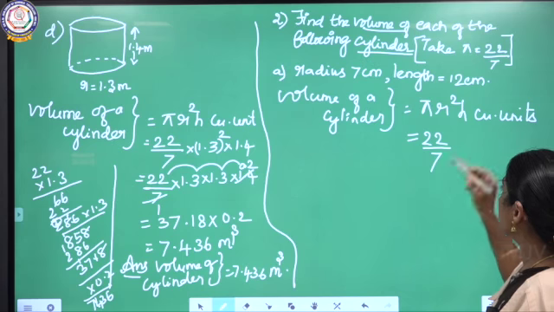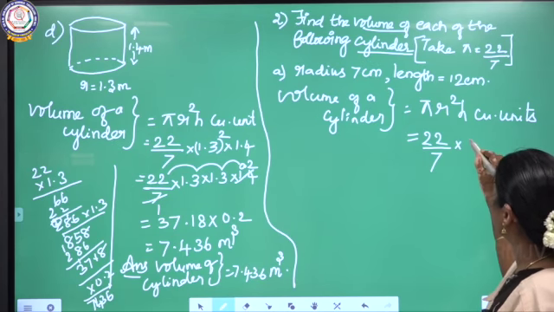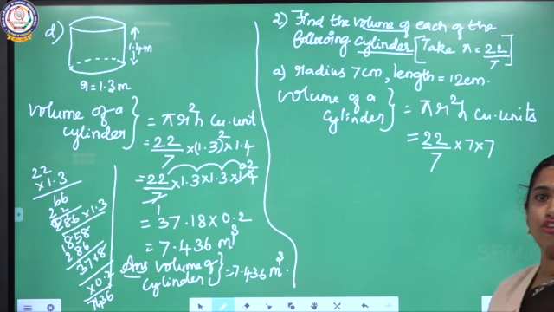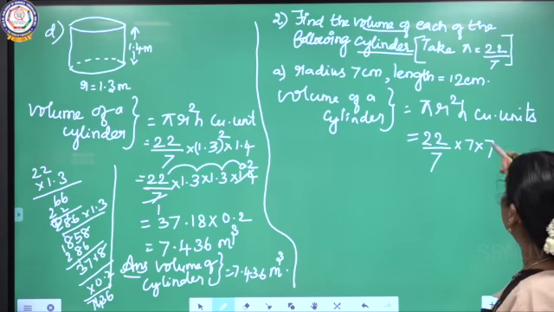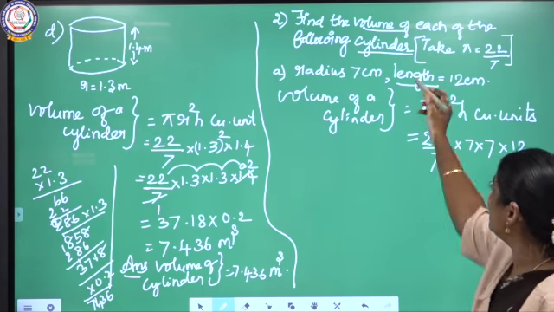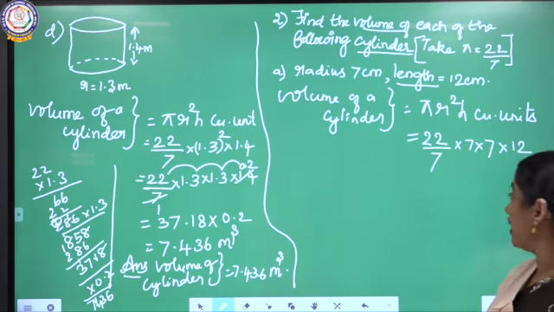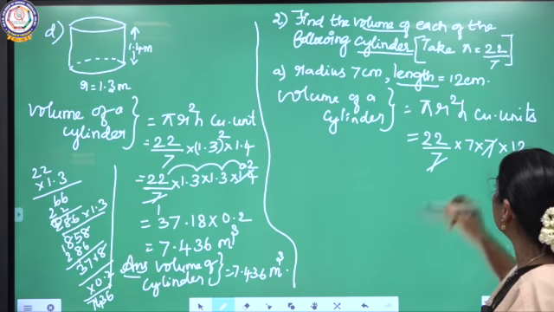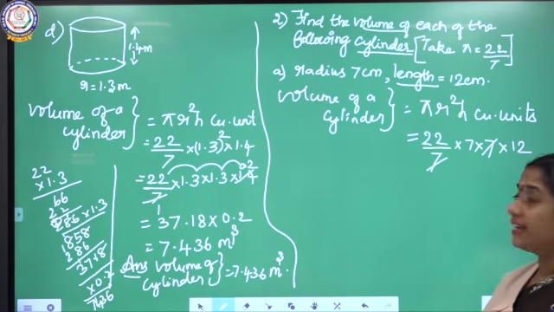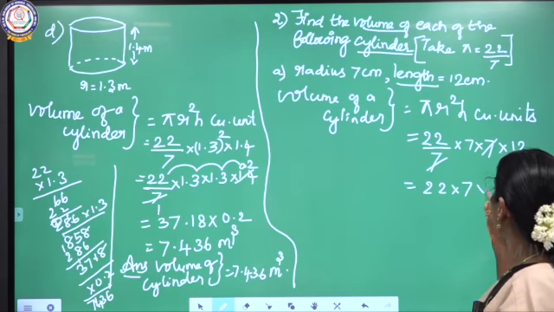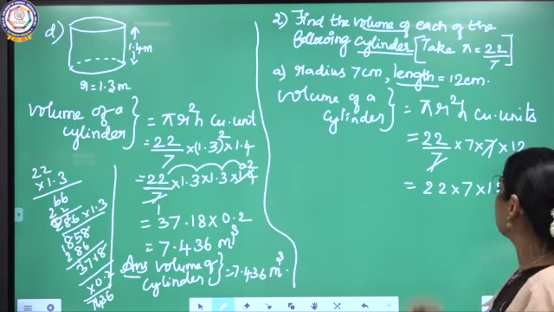So 22 by 7 into radius, what is given? 7 into 7. 7 square I can write as 7 into 7. And the length is what here? Height, which is 12. Don't get confused in this. Length is height. Okay. Now listen, I can cancel the 7 in the numerator and the 7 in the denominator. So 22 into 7 into 12.